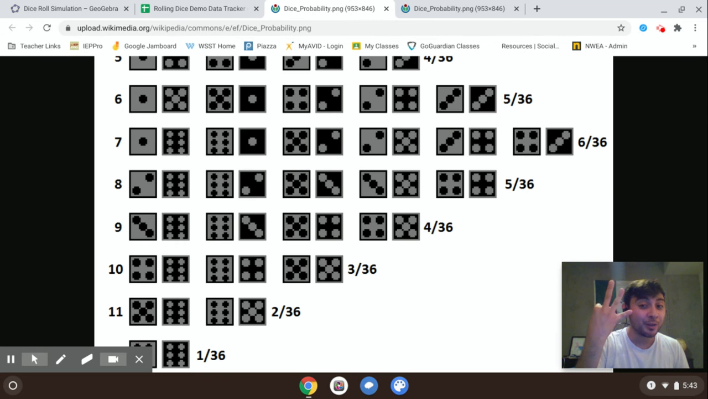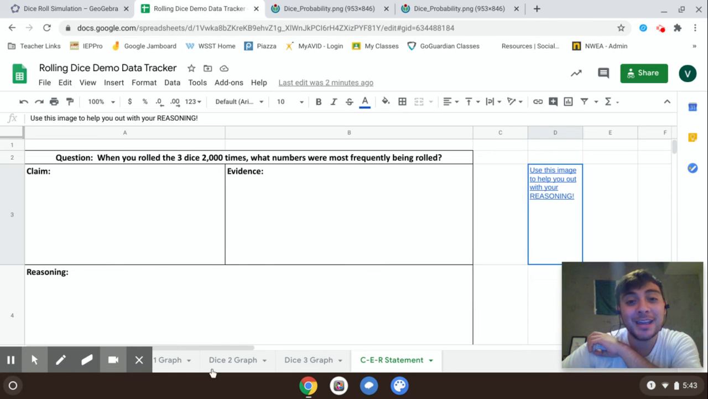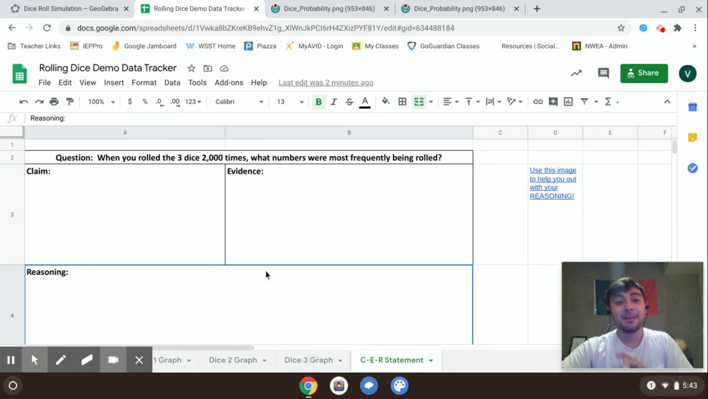Now we're focusing on the 3 dice one. So let's see if that helps you out. Maybe you guys probably know already the answer. But yes, write your claim, evidence, and reasoning here, and your chance to answer is going to pop up right here.